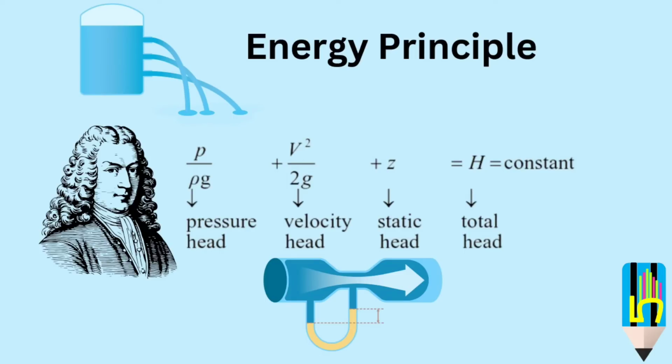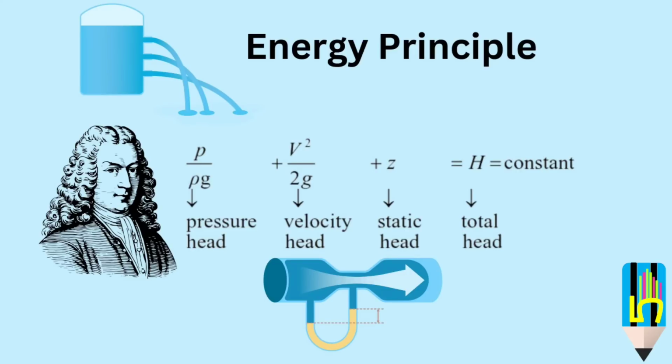The next thing that we are going to read is the energy principle, and it simply states that the total energy in a system can be summed up as the elevation energy, the velocity energy, and the pressure energy. But here we do not use the term energy, rather we use the term head. Now what is this head? That is the energy in terms of meters of H2O, right?